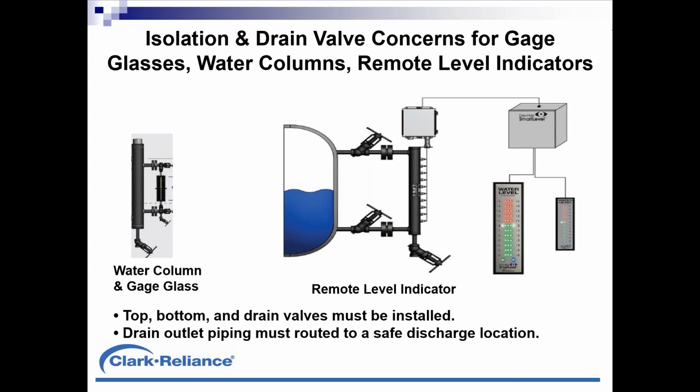ASME code requires specifically on applications over 100 PSI that the drain valve be routed to a safe point of discharge. All low water cutouts in CSD-1 are now requiring those drains to route to a safe discharge.